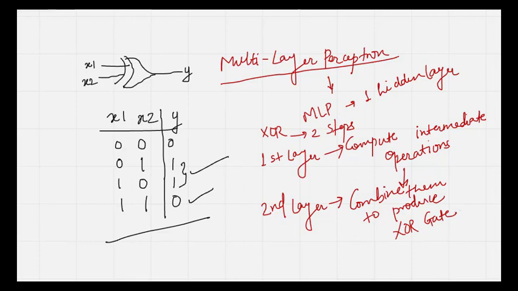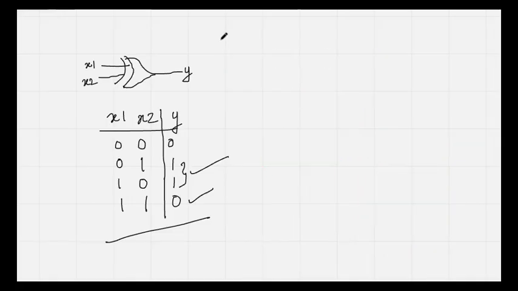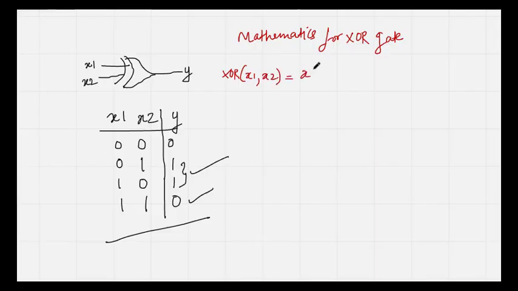Now I hope this is clear. XOR here will be following two steps. For the first layer we'll compute the intermediate operations, and for the second step we'll combine them to produce a XOR gate. Now what are this first layer and second layer? Let's understand. First let us see the mathematical representation for this XOR gate. Then we'll come to this point. The XOR for my inputs x1 and x2 can be written as x1 OR x2.